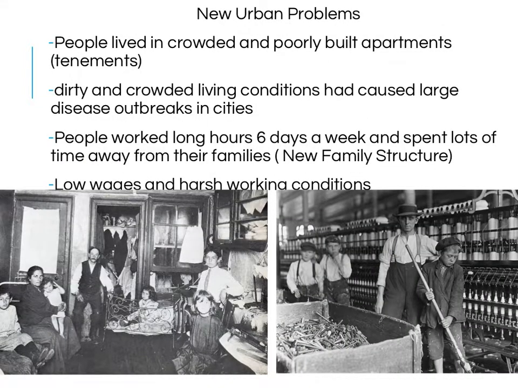The Industrial Revolution also created lots of problems in urban areas. So because so many people moved to cities so quickly, cities really couldn't keep up with the demand for housing. And so people lived in poorly built apartment buildings called tenements that were thrown up very quickly. They did not have building codes. Most of them didn't have running water or good sanitation. And so dirty and crowded living conditions often caused lots of disease outbreaks in cities.